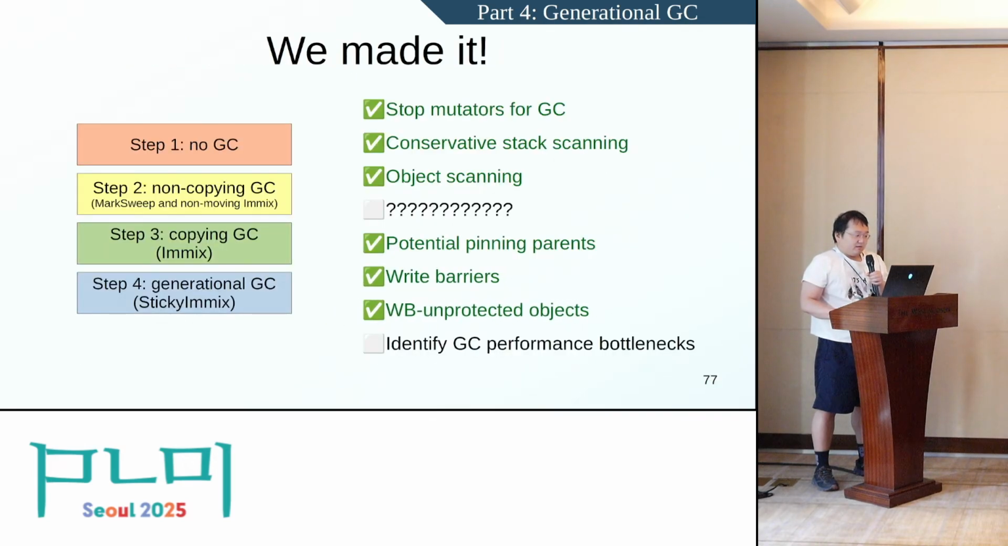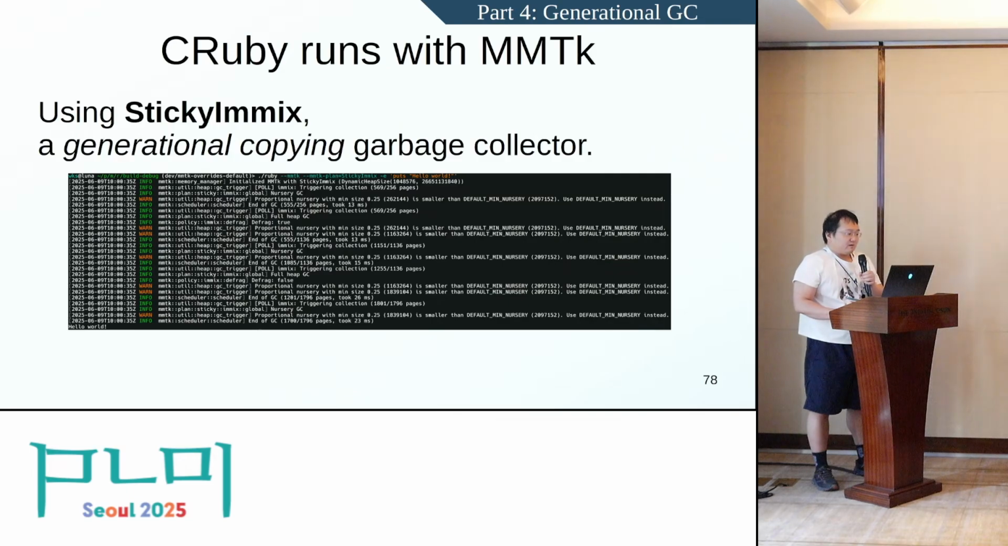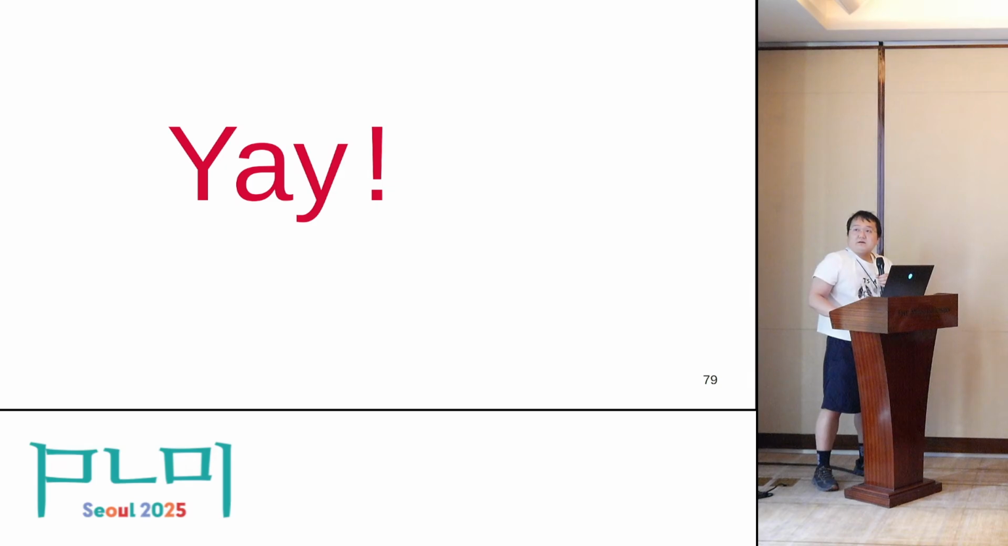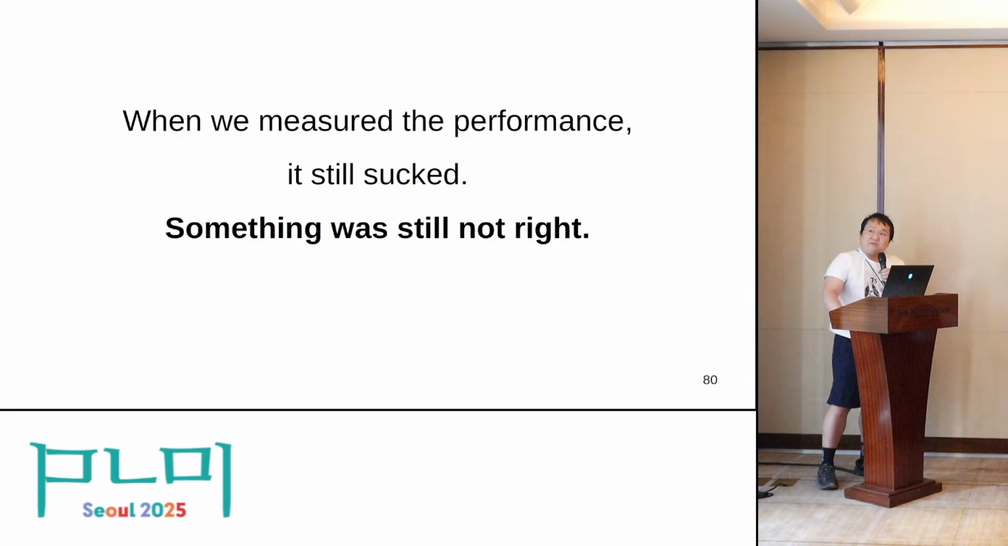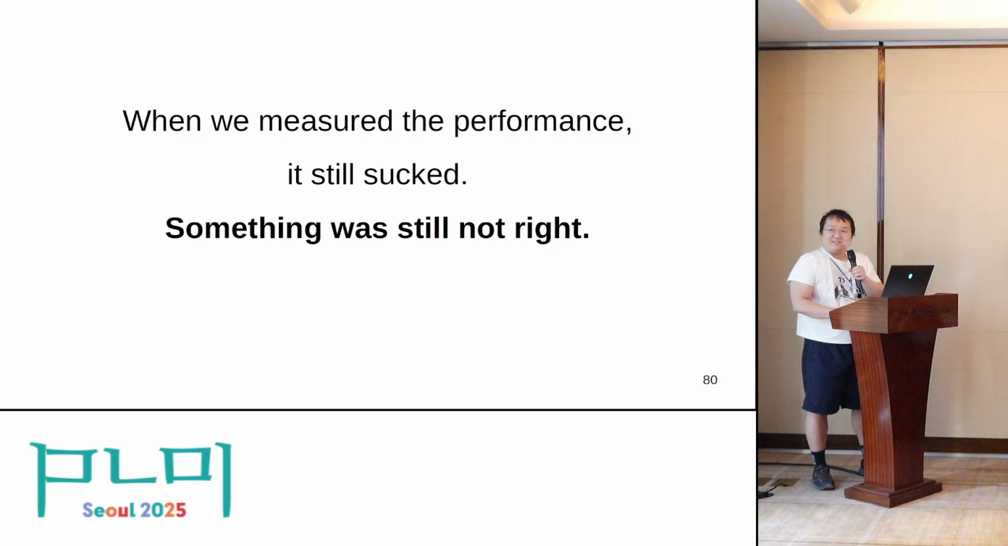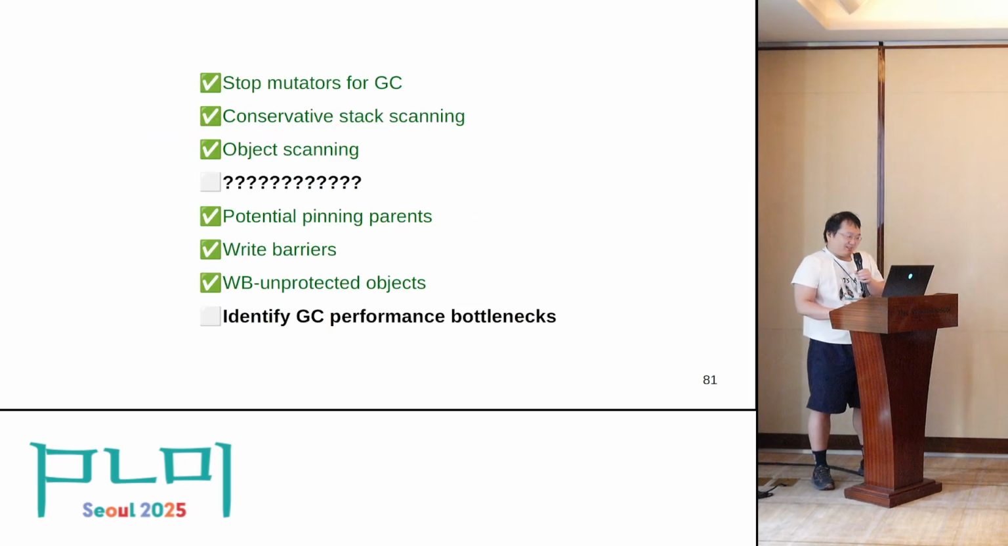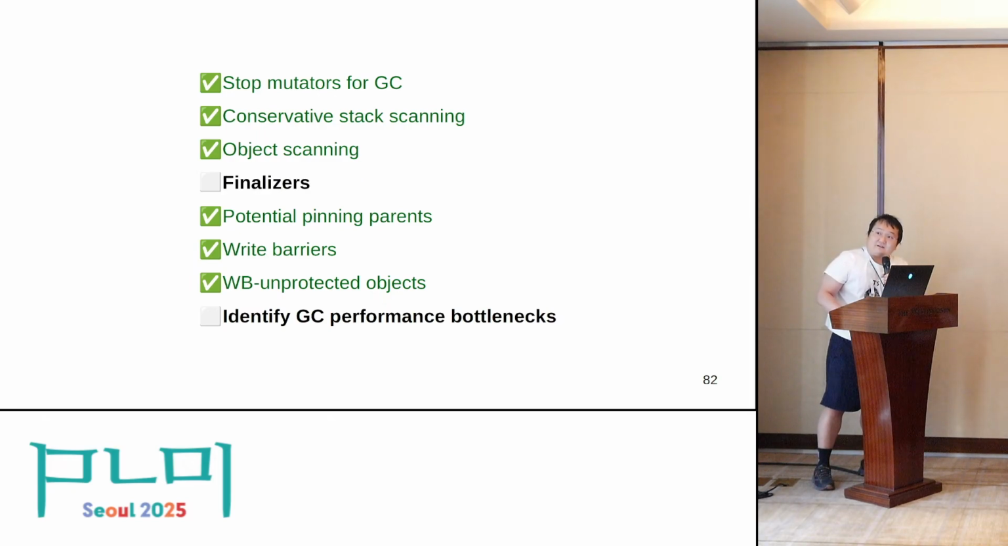And we made it. We have gone through all the steps and faced most of the challenges. Now CRuby works with MMTk with sticky immix. Oh, we should celebrate. Or should we? So when we measure the performance, it still sucks. So something is still not right. So in the end, we still need to face the remaining challenges. One is identifying the GC performance bottleneck, and the other is, wait for it, finalizers.